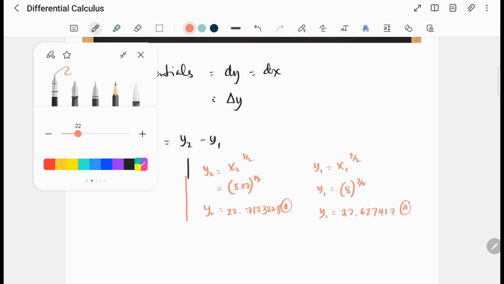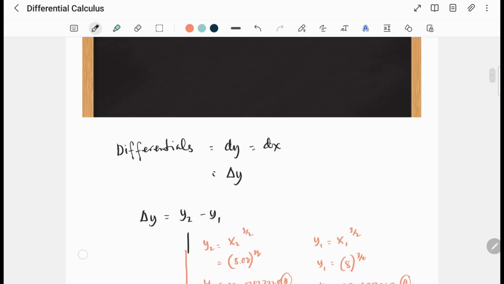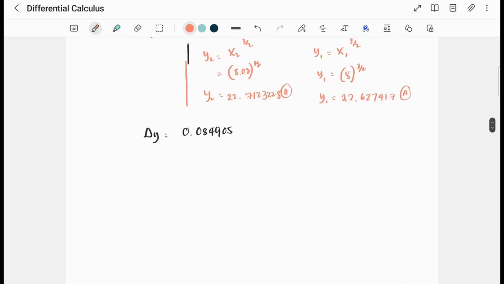And then all we have to do is i-minus lang yung y sub 2 at saka y sub 1. Yan na yung sagot para sa differentials. Ang mangyayari dito is y sub 2 minus y sub 1 is 0.084905. Yung sagot dyan is letter C sa choices natin. Naiintindihan natin yung ibig sabihin ng differentials, no? Merong isa pang solution para dyan. Let us solve that in other way.